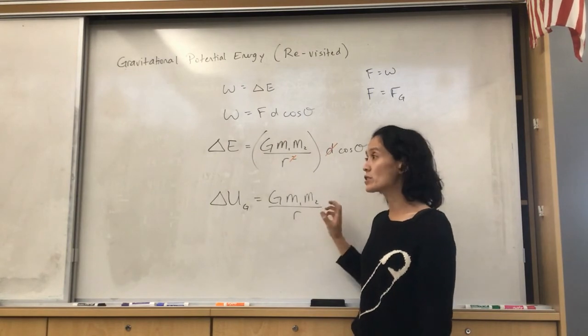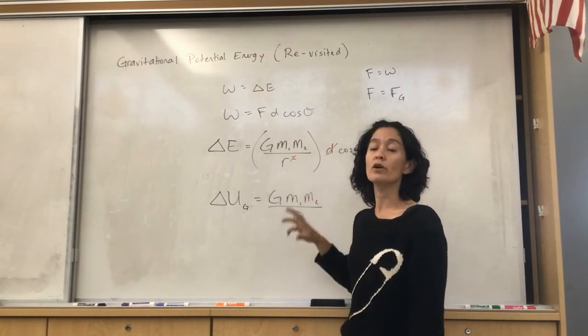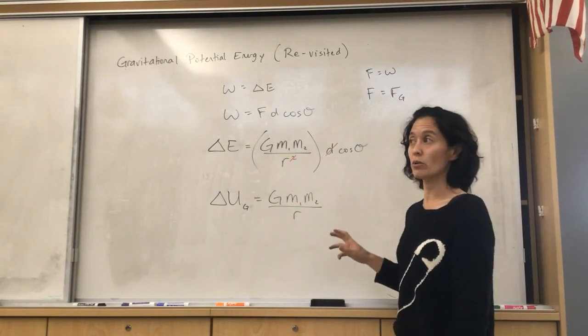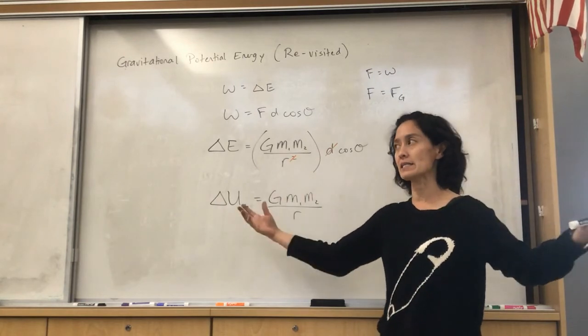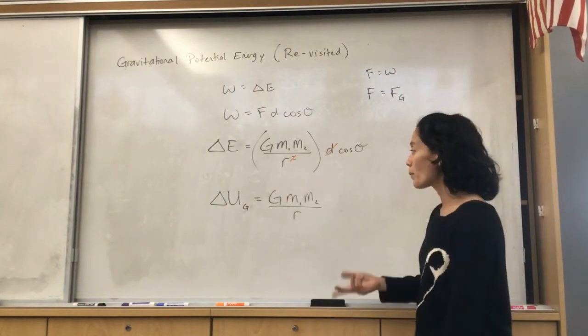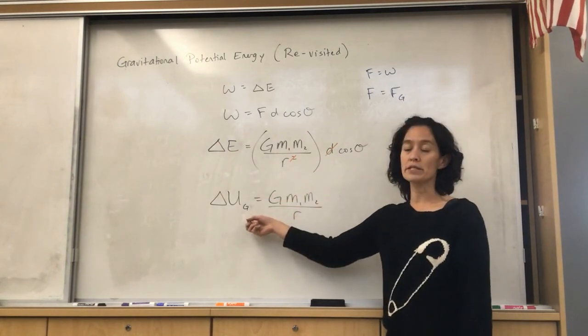And again, this is for the case of when you have a non-uniform gravitation acting on you. Okay, so we're talking big distances, big masses here. It's the opposite relationship: the further you get away, the smaller the potential energy you get.